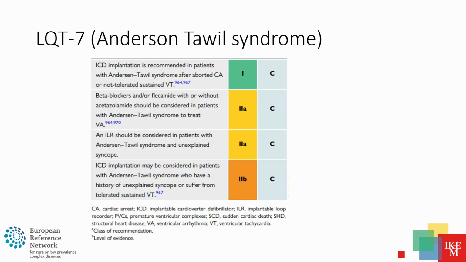Andersen-Tawil syndrome, long QT type 7, is considered more and more as a separate condition because of its multi-organ, syndromic phenotype. Of course, all patients who have suffered cardiac arrest or arrhythmic syncope should have an ICD implanted because of the high risk of recurrence of malignant arrhythmia. An ICD should also be considered in patients with arrhythmic syncope.